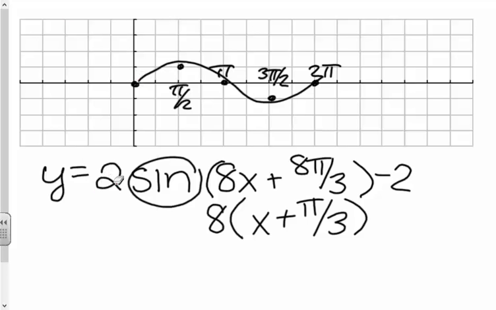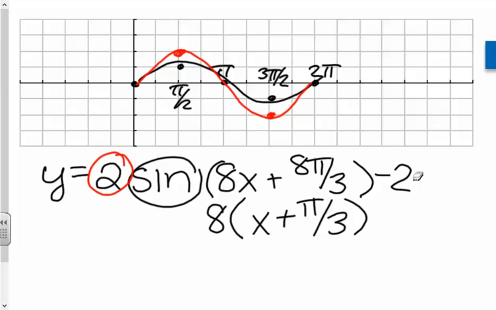All right, we got to deal with this 2 out here. This 2 out here talks about amplitude. This says the high points are going to go up to positive 2, the low points are going to go down to negative 2, the zeros will stay the same. So this is taking our graph and stretching it vertically.